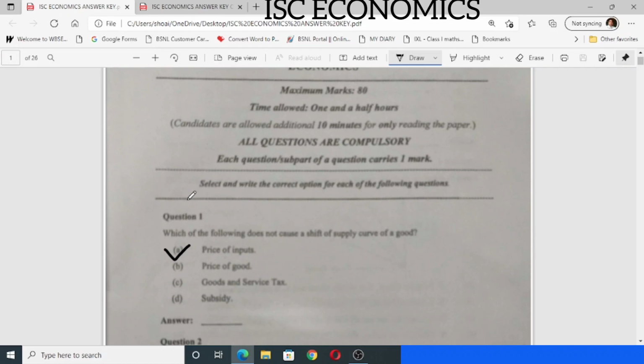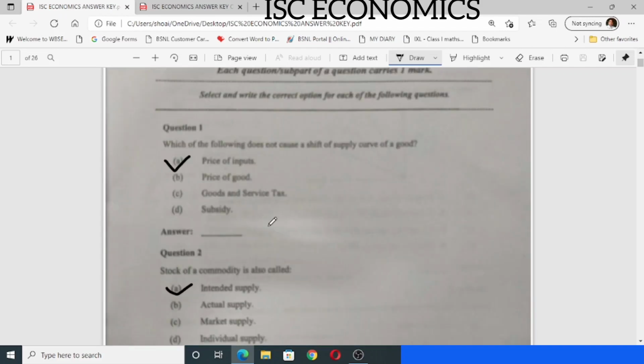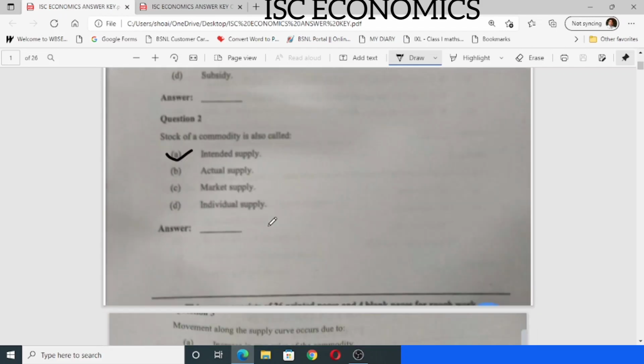Slowly, I'm not going to read the question, I'm not going to read the options. You can just go through it. I'll scroll the question slowly. Okay, so let's start. Question number 1, A, price input. Question number 2, intended supply.